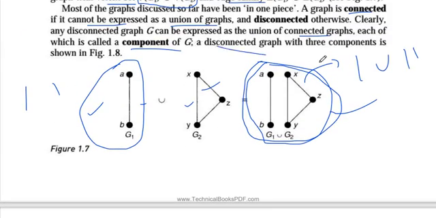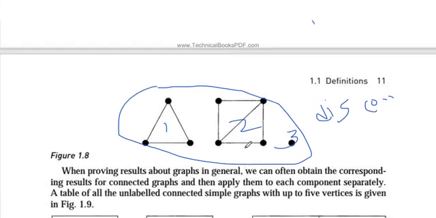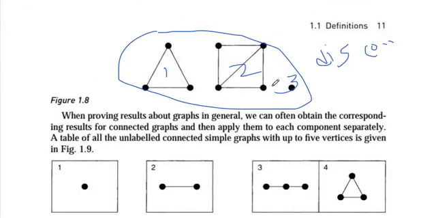A disconnected graph with three components is shown in the figure. These are all called components. Each of these is called a component of G, a component of the total G. So there are 1, 2 and 3 components. This is one graph and it is called a disconnected graph. So we have now discussed two more definitions, connected graph and disconnected graph.